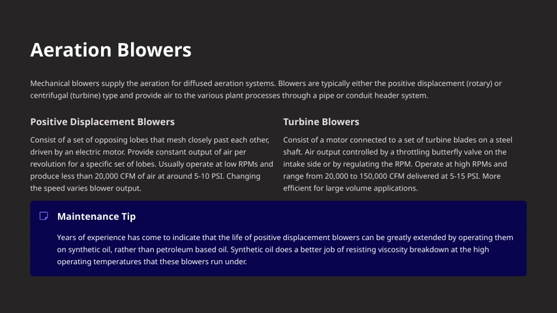The key point here is that they provide a consistent amount of air per revolution, which makes them very reliable for maintaining steady airflow. They usually run at low RPMs and produce less than 20,000 CFM at about 5 to 10 psi. An important aspect is that changing the blower's speed can vary its output, offering some flexibility.